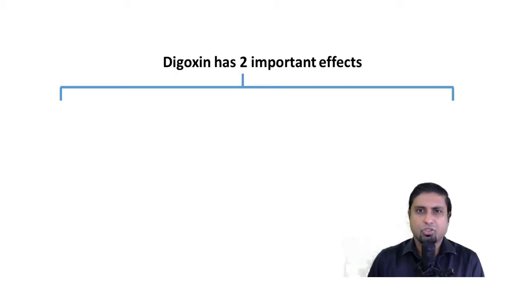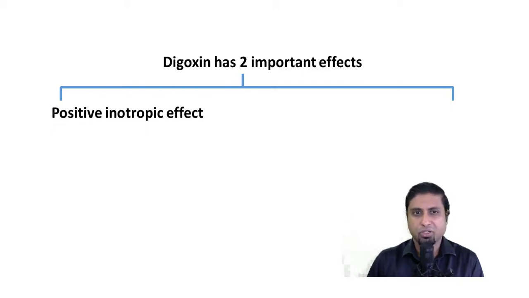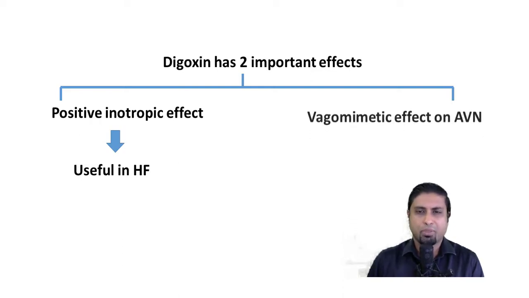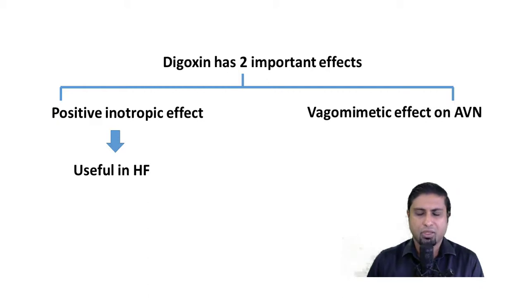Okay, so digoxin has got two important effects. We discussed the positive inotropic effect, or at least we introduced it, and this would make it useful in the treatment of heart failure. We also discussed that digoxin has got a vagomimetic effect on the atrioventricular node, and this would give it a good use in the treatment of atrial fibrillation, a cardiac arrhythmia.